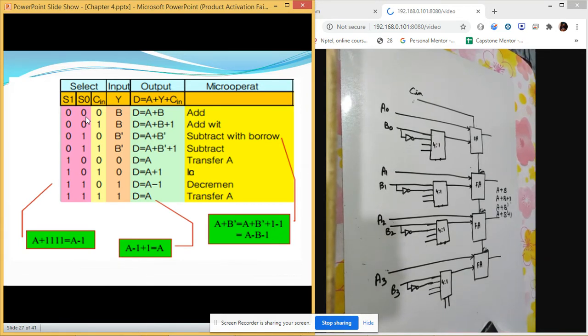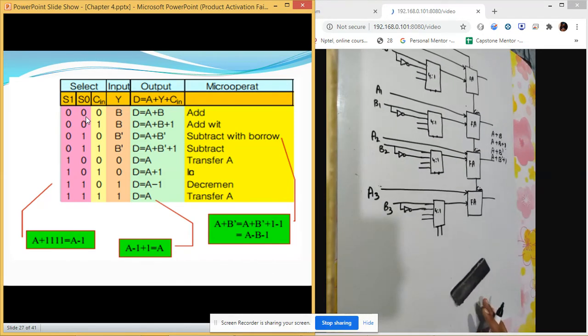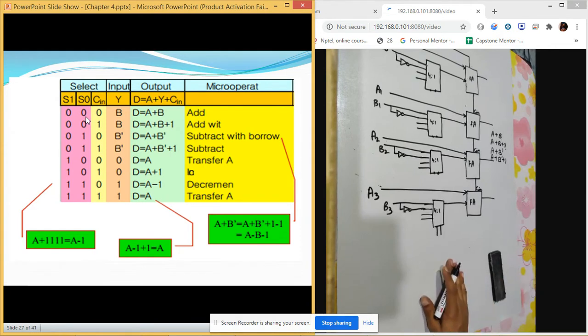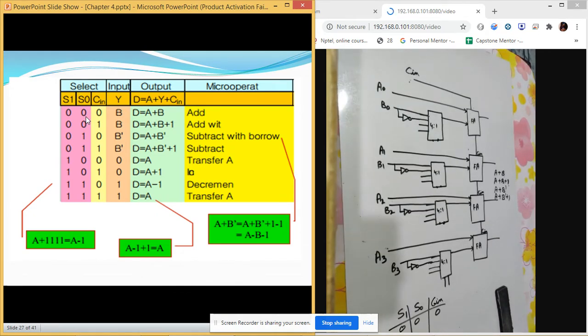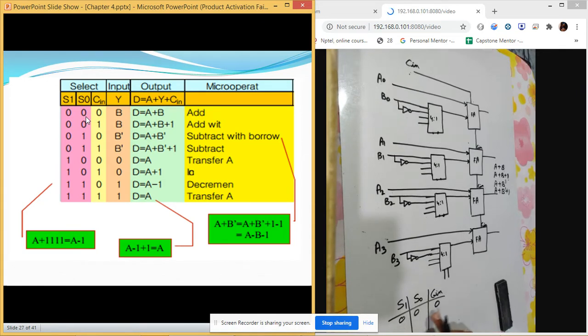Okay. Now after this, once we have connected these three lines, let me just show you the table. Just draw it here. If selection lines are S1 and S0 and we have a value of Cn. So in the first case, both are 0 and Cn is 0. We will discuss how it is going to work. Just let me complete the circuit, and then I will tell you what we need.